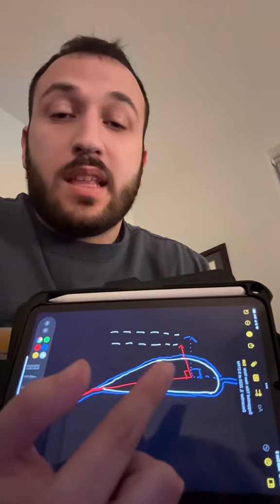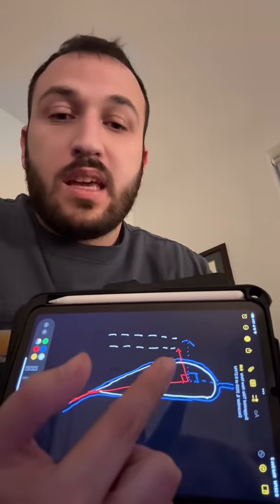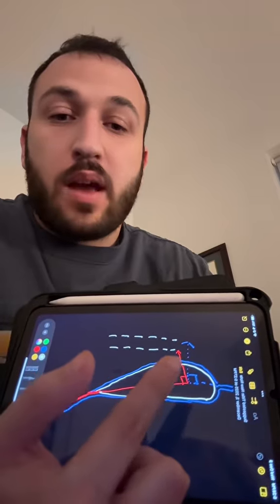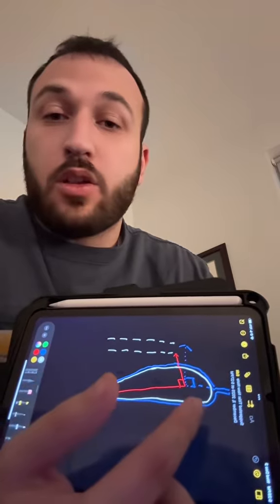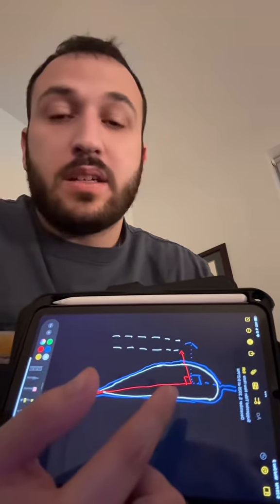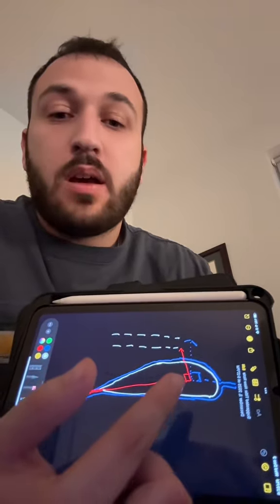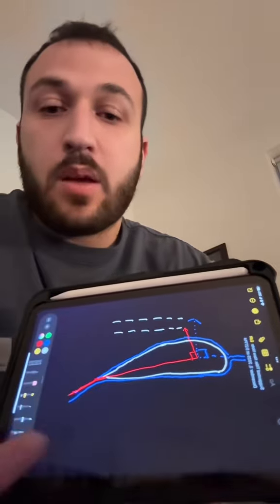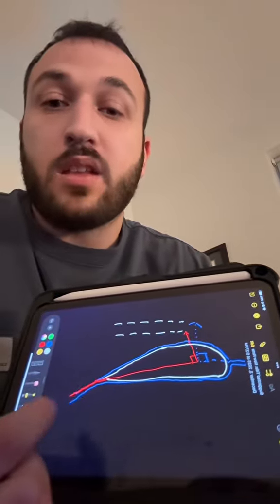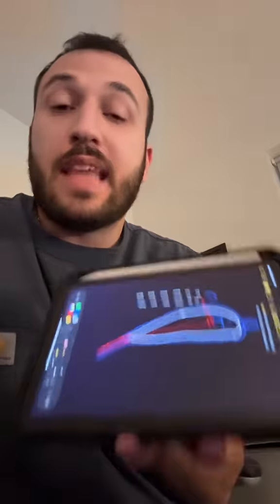90 degrees to that relative wind, you can see this is our actual lift, this red line here. Our ideal lift is 90 degrees of that perpendicular wind. However, because it's getting deflected down, our ideal lift is now deflected lower. So you can see that we actually have less lift because of the wing deflecting the airflow down. That is induced drag.